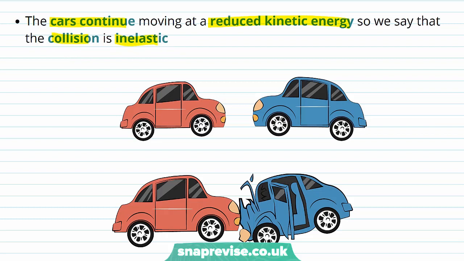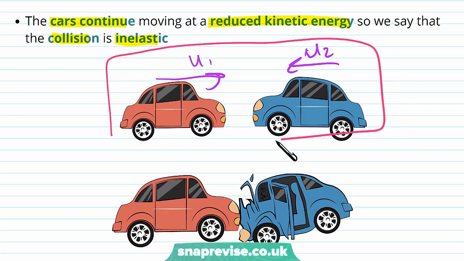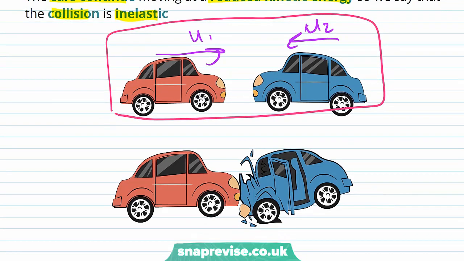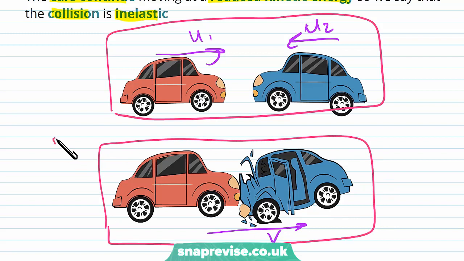So the cars have lost some kinetic energy because before they were each moving with a speed u1 and u2. So this was our system before the collision. However, afterwards, although they're still moving off with a velocity v, their kinetic energy is a lot smaller. So some kinetic energy must have been lost. And since some kinetic energy has been lost, we say that this is an inelastic collision.